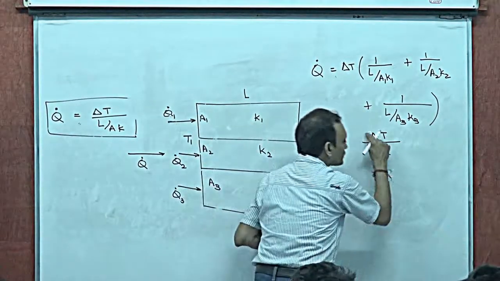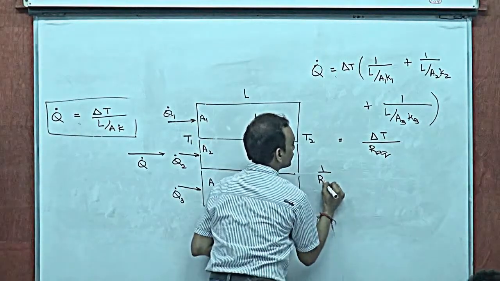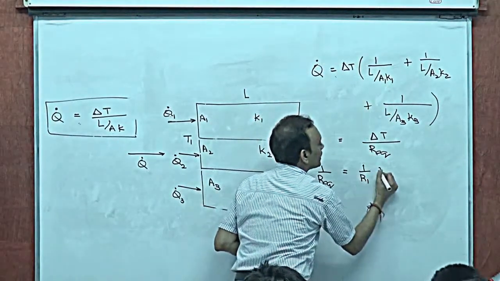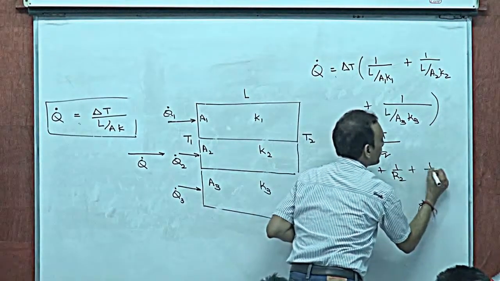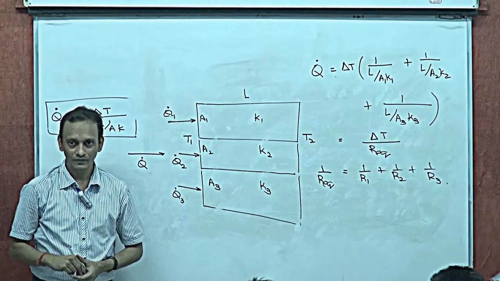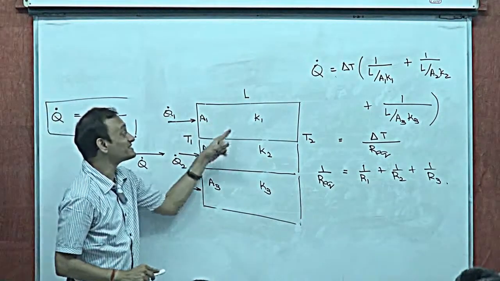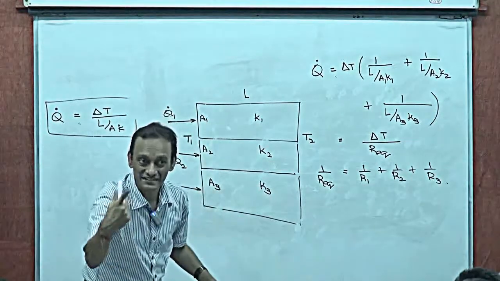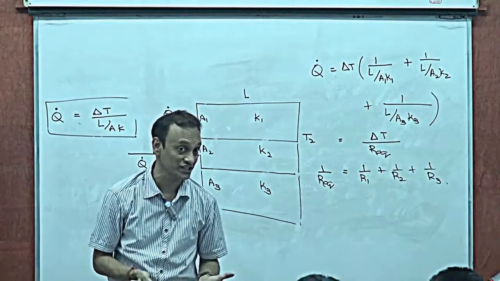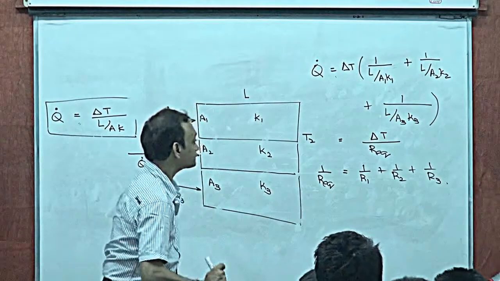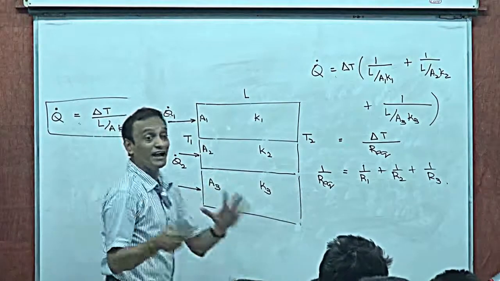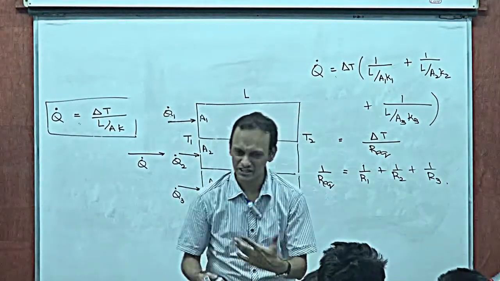Then can I say that 1 by Req must be 1 by R1 plus 1 by R2 plus 1 by R3? So these are resistors, thermal resistors in parallel. So we can apply the series parallel stuff exactly the same way that we applied in current electricity, isn't it? Right? And we could have had series parallel combination also.